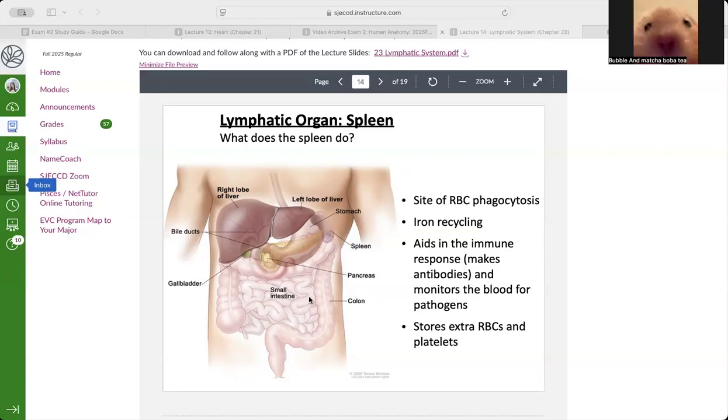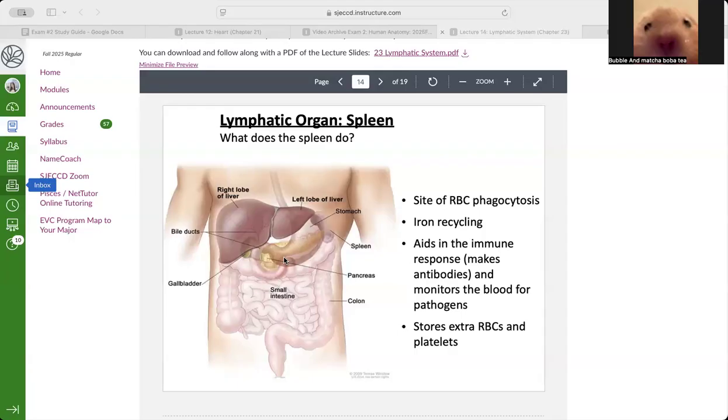It also does iron recycling, so it makes sure that they recycle the hemoglobin from red blood cells, or you become anemic. It also aids in immune responses and monitors blood for pathogens. It stores red blood cells and platelets. It has a really thick capsule made out of dense connective tissue.